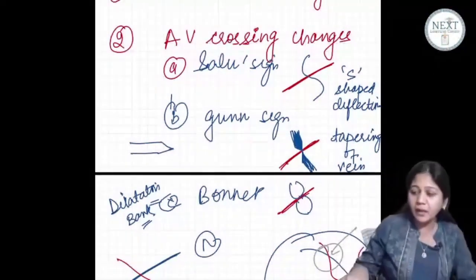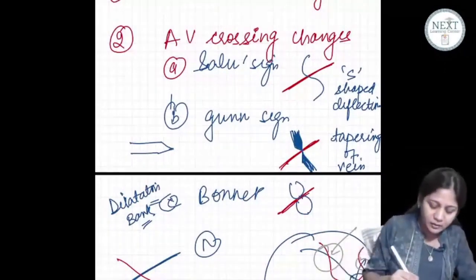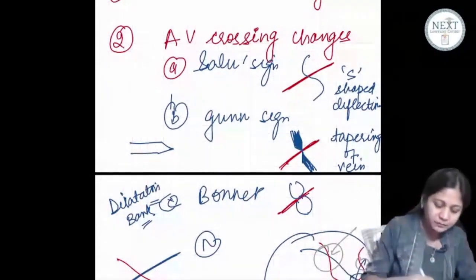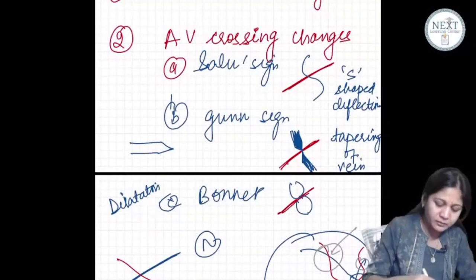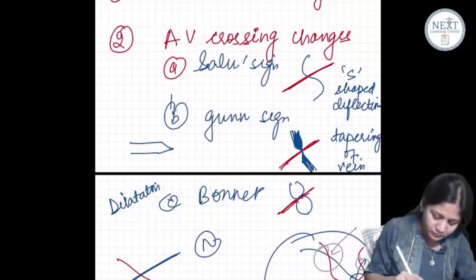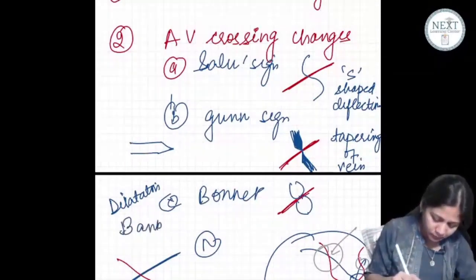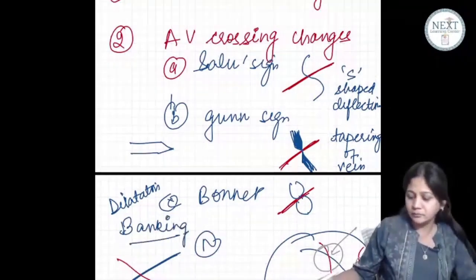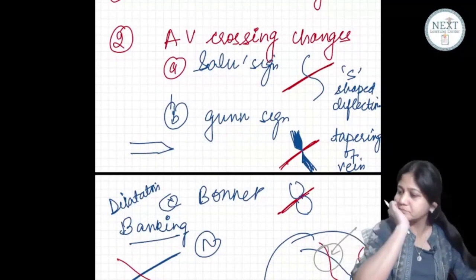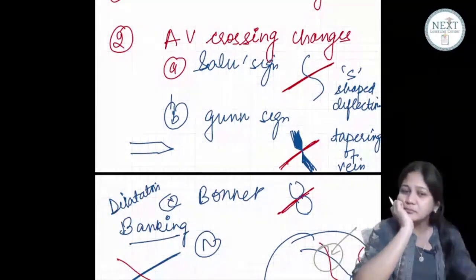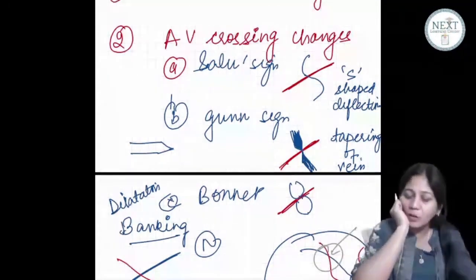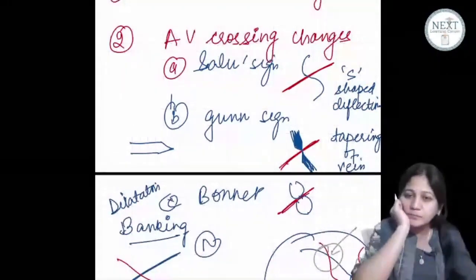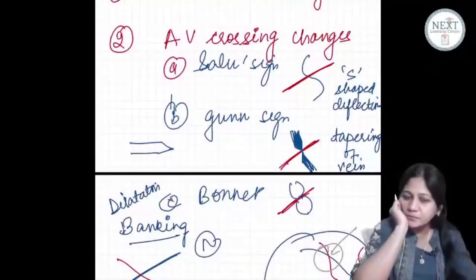Dilatation is banking. Bonnet is taken from the word banking. Banking of the vein, right? Bonnet means banking of the vein or dilatation of the vein. Okay?